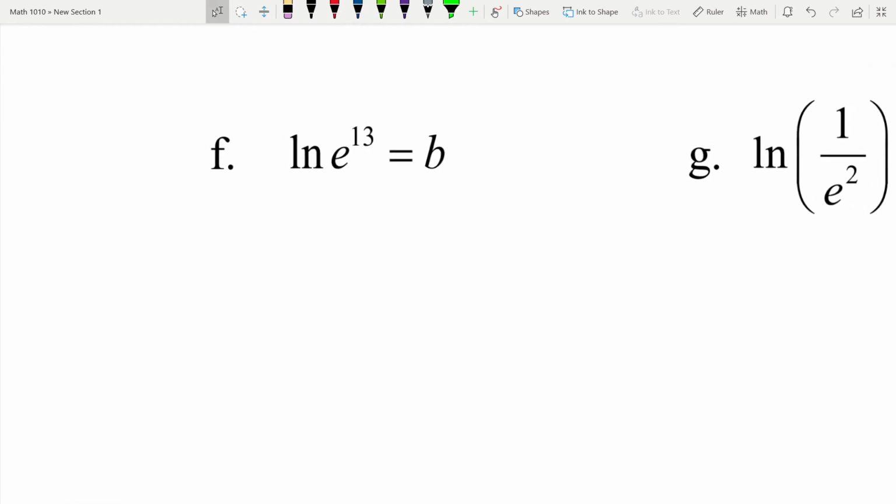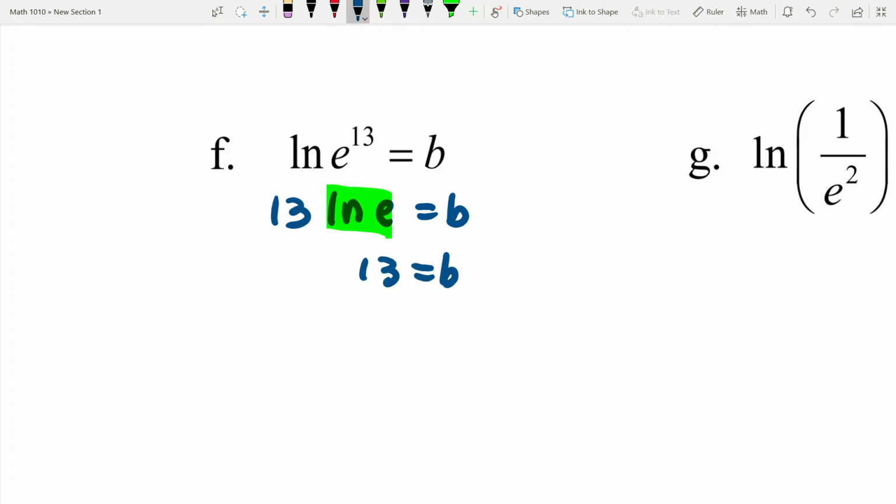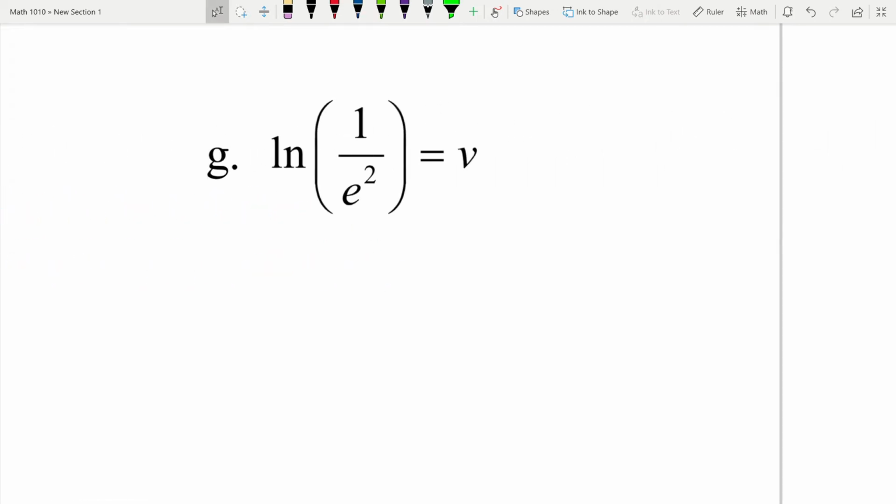This one right here. Tell me what to do first. The second you see that, you go, ooh, I know what I need to do first. What is it? Bring down your 13, right? If you have an exponent, pull it down. So this is 13 ln e equals b. Guys, look. ln e means log base e of e. What's log base e of e? 1. 1 times 13 is 13. I'm done with the problem. b is 13. This guy. A little bit tougher.